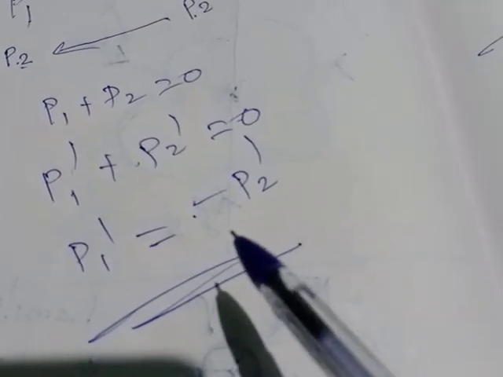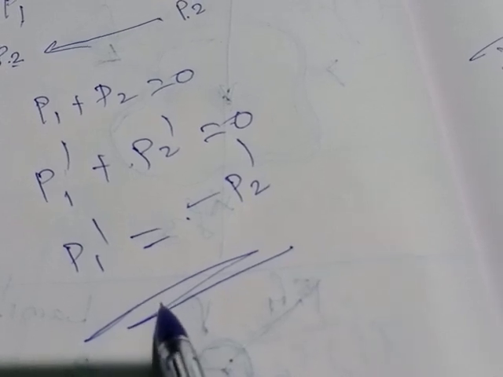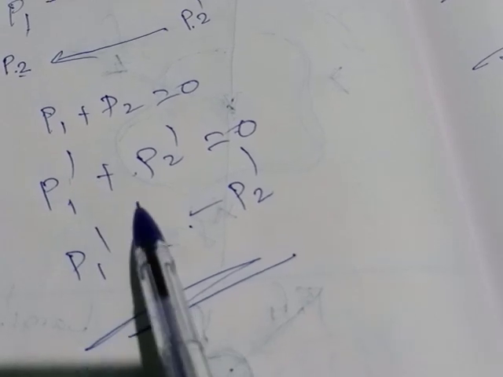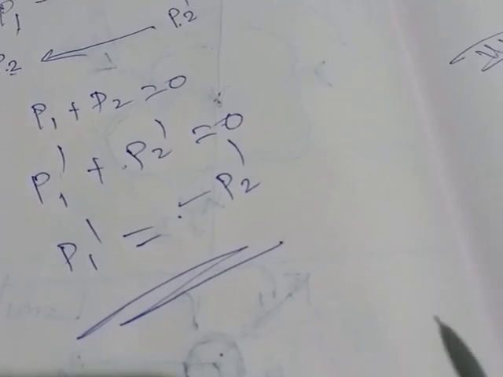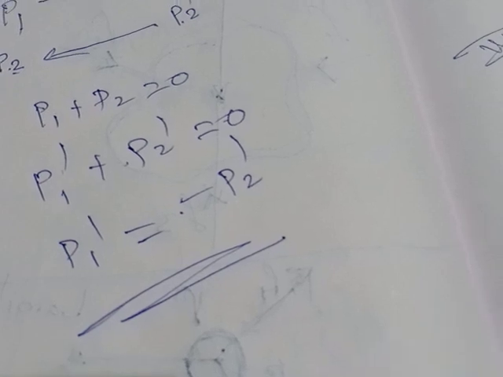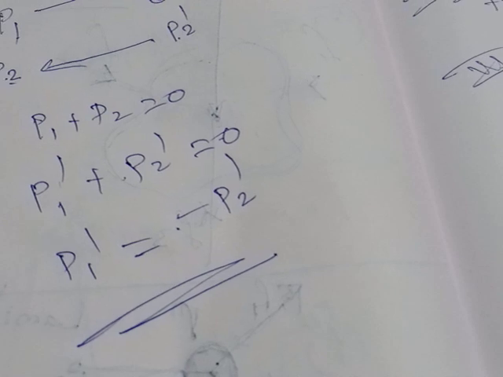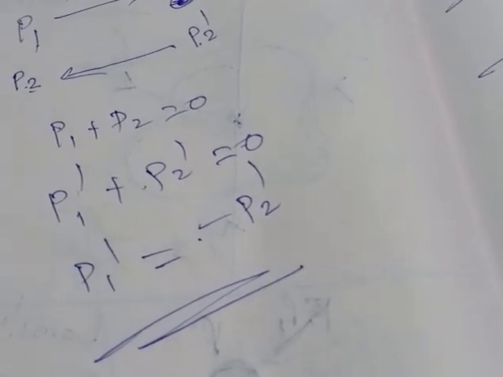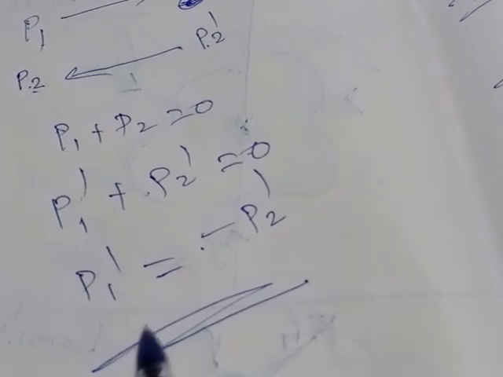This is what you can call recoil momentum. Recoil momentum means that after firing, the bullet will move in the forward direction, but suddenly the gun is moving with the same force in the opposite direction. So there is a backward momentum also. That is what we call recoil momentum.